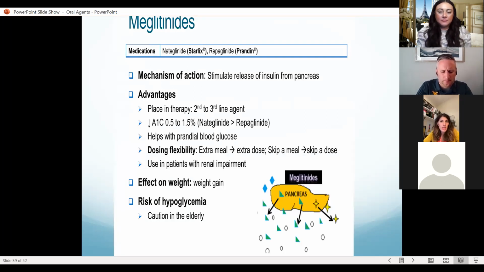So the meglitinides, this is like Starlix and Prandin. These stimulate the release of insulin from the pancreas. I don't feel like we write these as much in our clinic. I think they're older agents. And it's just because you have to keep up with this often. It's for every single meal, and so it's not as great for compliance purposes. It has an effect for weight gain. There is a risk of hypoglycemia, so use caution again in patients who are prone to hypoglycemia or in the elderly population. Next slide, please.